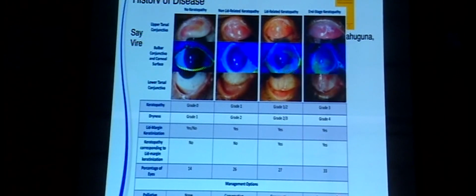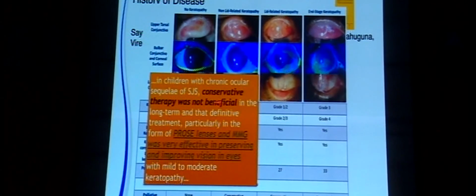So this is a very good article which is still in the press, coming up, and they have actually shown how to manage chronic sequelae in children. It is interesting to note that this is how they conclude. In children with chronic ocular sequelae, conservative therapy has got absolutely no role in the long-term treatment. It is a surgical condition where MMG, and in our setup prosthetic lenses, which are nothing other than scleral lenses, is very effective. The problem with scleral lenses in our setup is that they are highly expensive and very difficult for these patients to maintain.